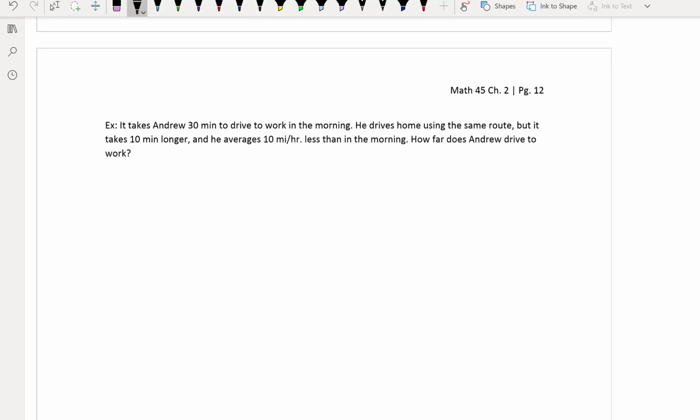Now, for our next example, it says it takes Andrew 30 minutes to drive to work in the morning. He drives home using the same route, but it takes 10 minutes longer. And he averages 10 miles per hour less than in the morning. How far does Andrew drive to work? So for this type of equation, I have a distance, I have a rate, and I have a time. So this type of problem is distance equals rate times time, okay? And in this particular problem, we always want to make sure that we put time in terms of hours.